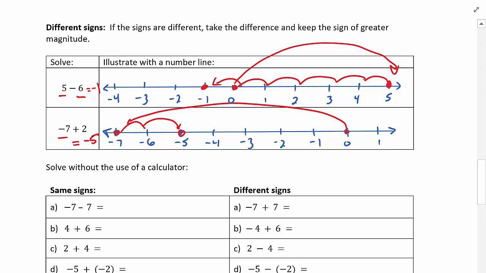So, take-home message here: if you have 2 numbers and the signs are different, you take the difference between the 2 and you keep the sign of the greater magnitude. Let's look at the difference between 2 numbers.